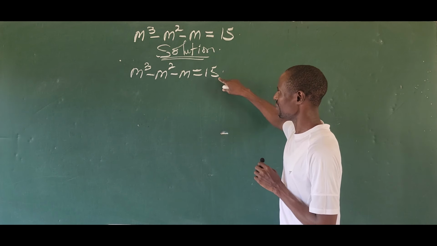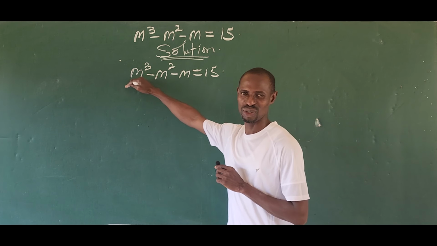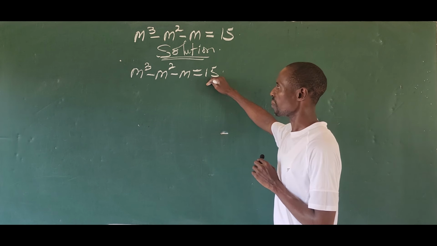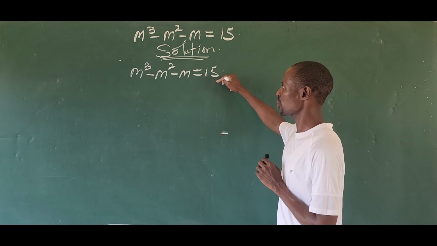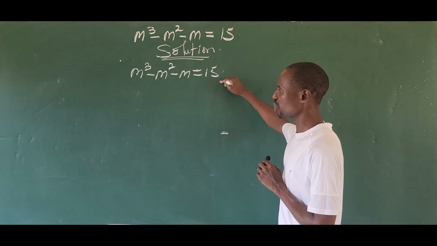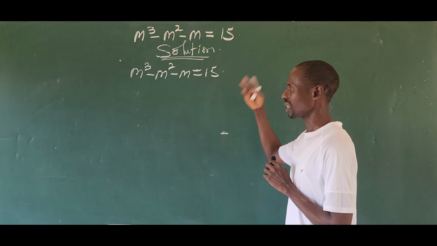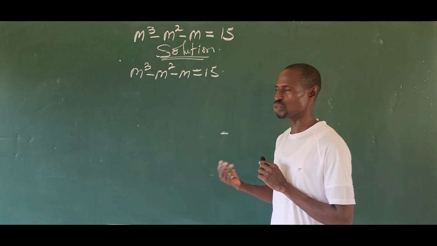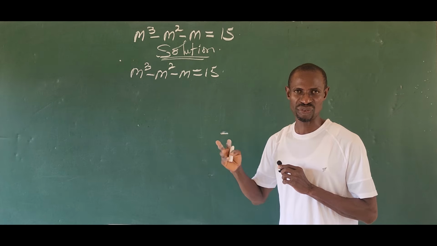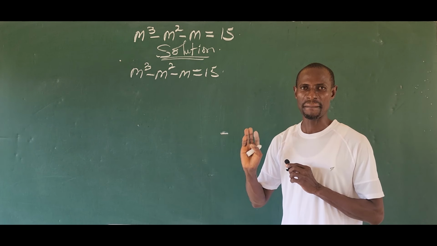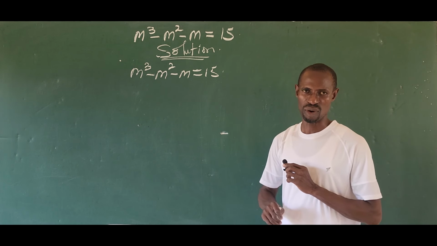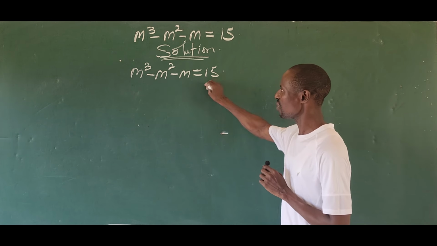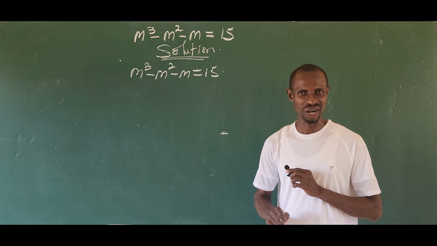If I decide to rewrite 15 in this format, will it work out? If I put in 2 to the power of 3 minus 2 to the power of 2 minus 2, would that give us 15? Let's check it out. 2 to the power of 3 gives us 8, then minus 2 to the power of 2, which is 4, gives 4. Then minus 2 to the power of 1, which is 2, gives us positive 2. But here we have 15, so that will not work out.